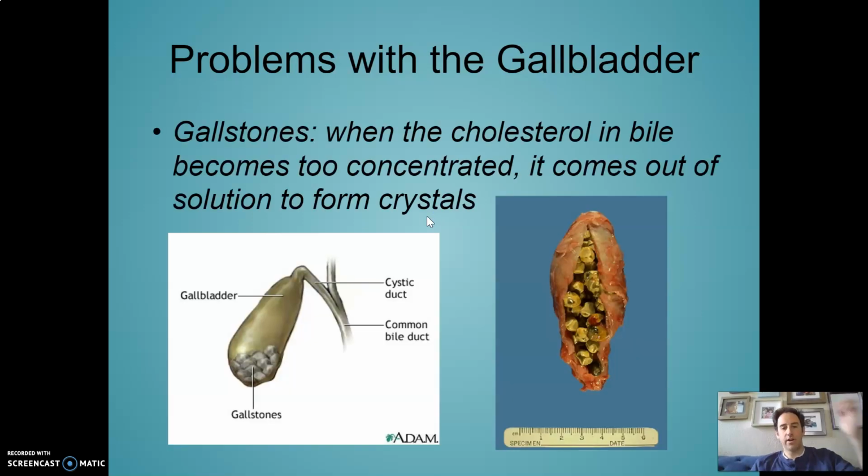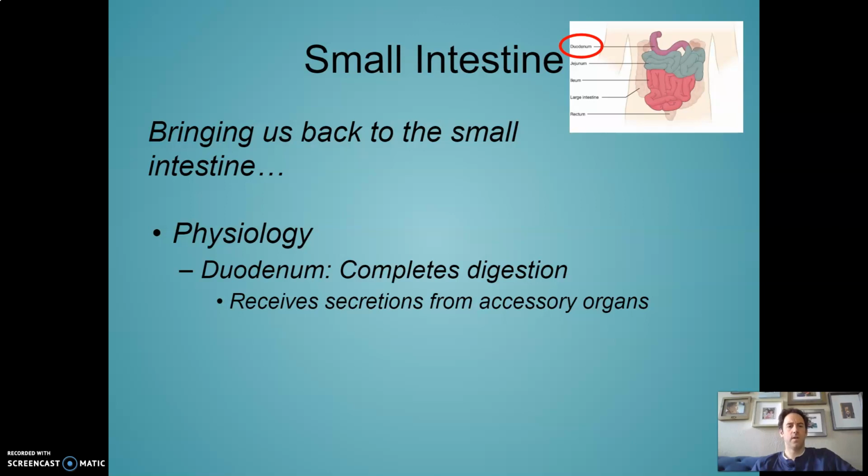Quick problem with the gallbladder, gallstones. Ooh. So when cholesterol and bile get too concentrated, it comes out of solution and can crystallize, and oftentimes they'll have to remove the gallbladder. Turns out that's not a major problem. The gallbladder is not hugely essential, and so it's possible to live a very happy, healthy life without a gallbladder. So that brings us back to the small intestine, and all those accessory organs dump materials in. In our next screencast, we will pick up from there.